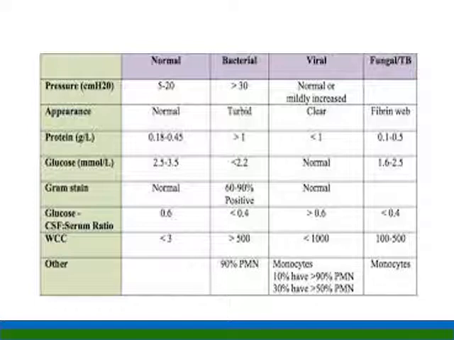And in case of viral meningitis, the pressure is normal or sometimes increased and the appearance is clear, the protein is decreased and glucose normal and Gram stain obviously normal, and you will have low WBC and you may be having monocytes and PMNs. You have 10% of monocytes, okay. And in case of fungal, you will be having a web formation, a web appearance, and remaining not much change, and you will be having monocytes.